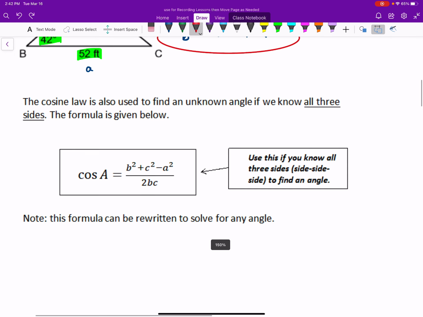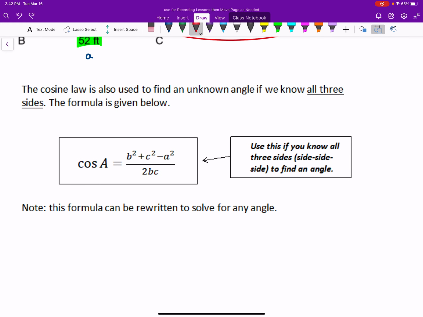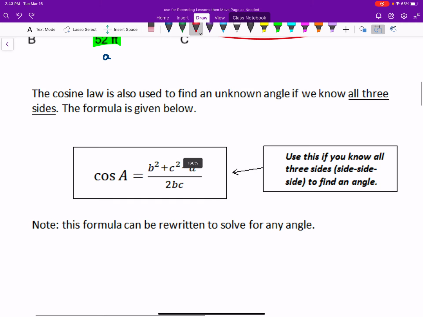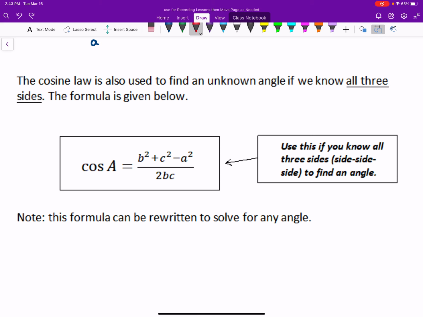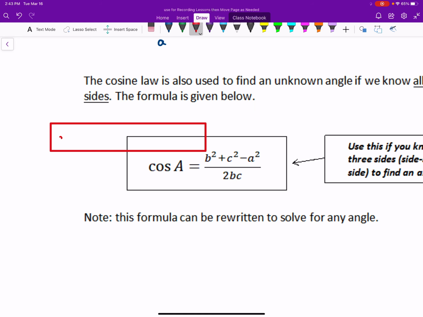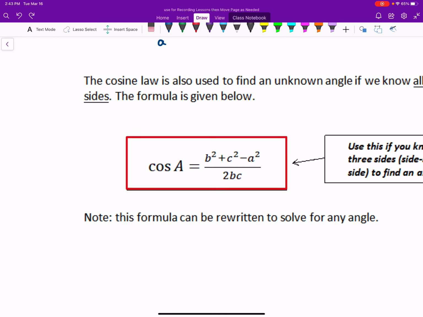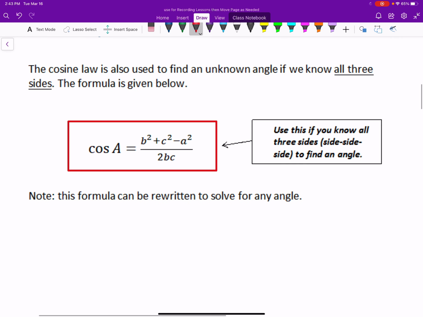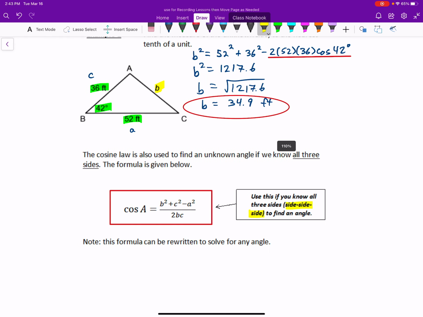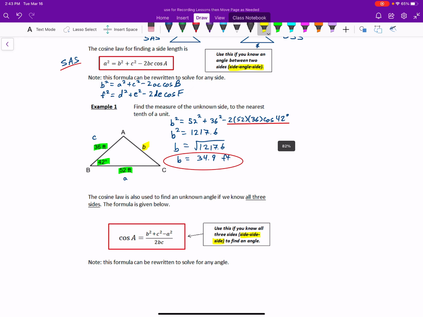As pointed out earlier, we can also use the cosine law to find an unknown angle if we know all three sides. Here's the formula. So again, this is one that can be rearranged or repurposed for whatever angle we're trying to find. And it could be other letters other than A, B, C. And we use this version if we want side, angle, side. And this version here is really just the same as the one up at the top of the page.